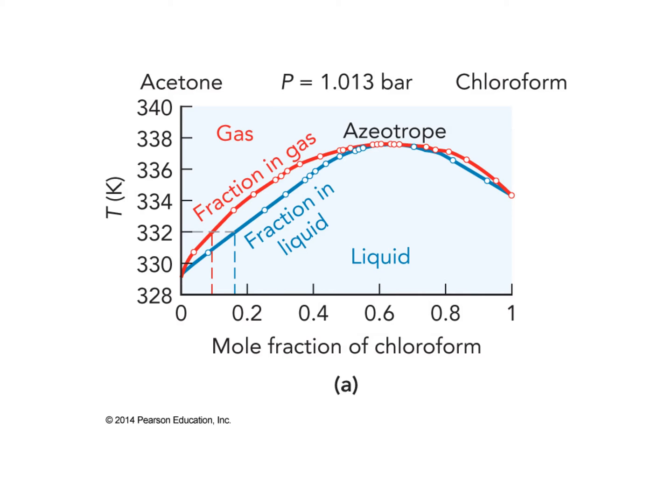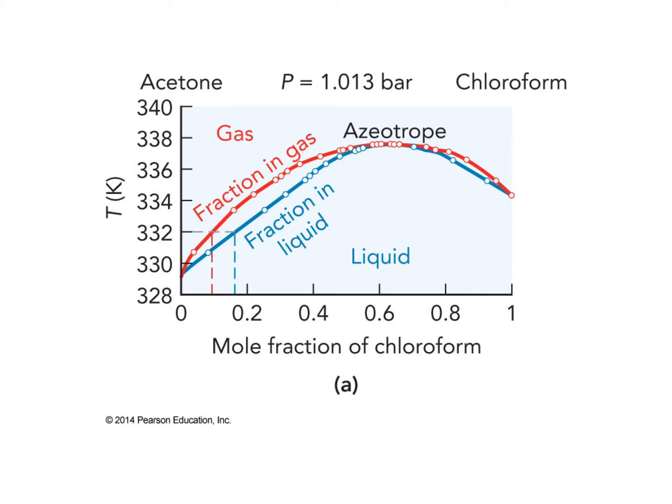Now let's look at the mixture that boils at 332 Kelvin. In this mixture, there will be a mole fraction of chloroform in the gas phase that is about 0.1, whereas the mole fraction of chloroform in the liquid phase is nearly 0.2. This makes sense because chloroform is harder to boil, or less volatile, and so less of it will end up in the gas phase, and the gas phase will be enriched with acetone. There will be more acetone in the gas phase than there is in the liquid phase. Thus, we say that the gas phase is enriched with the more volatile component.